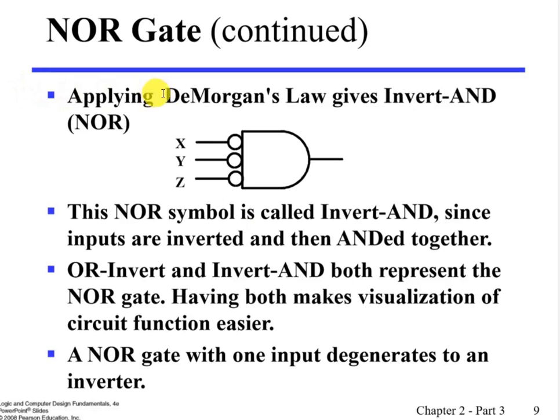If we apply De Morgan's law, then we get invert and then AND operation: invert X, Y, Z, and then perform AND. This NOR symbol is called invert-AND, as we can see: first the inputs are inverted and then ANDed together. So both OR-invert and AND-invert represent the NOR gate. Having both makes visualization of circuit function easier. Like the NAND gate, a NOR gate with one input degenerates to an inverter.